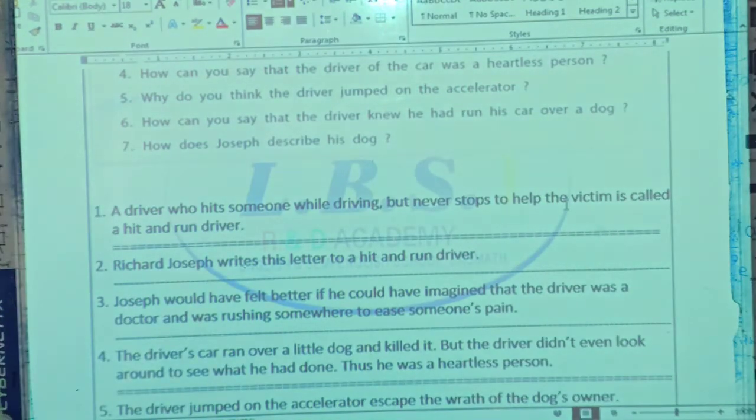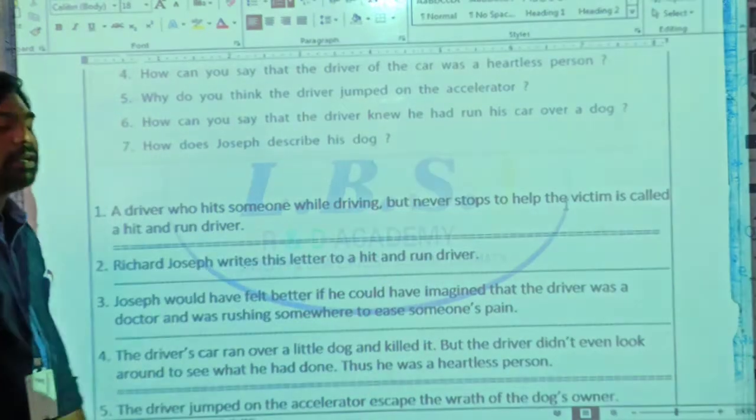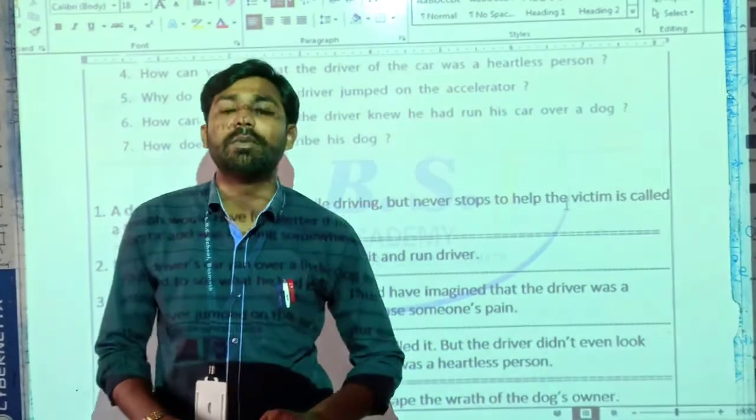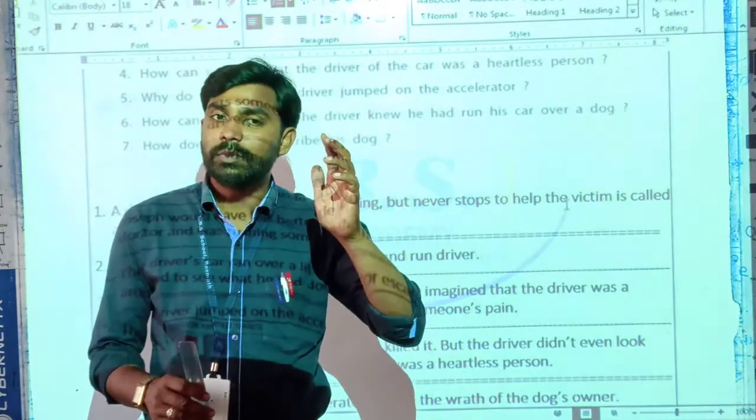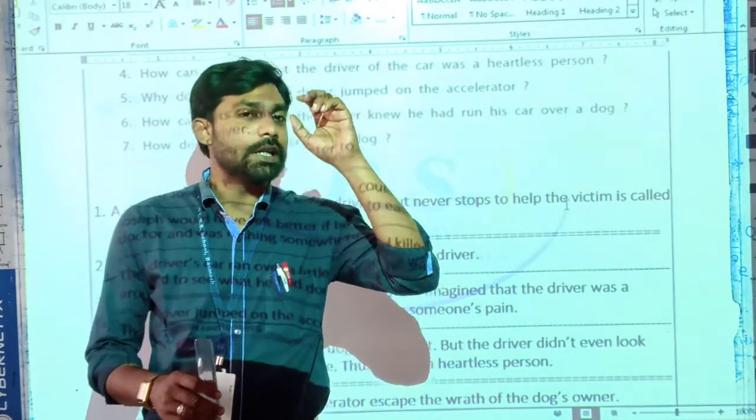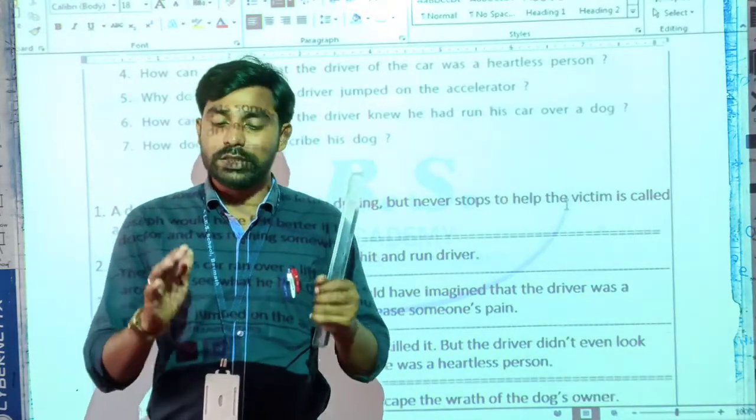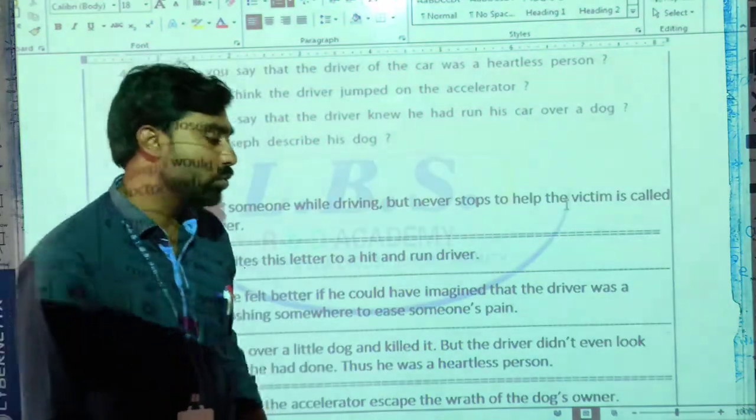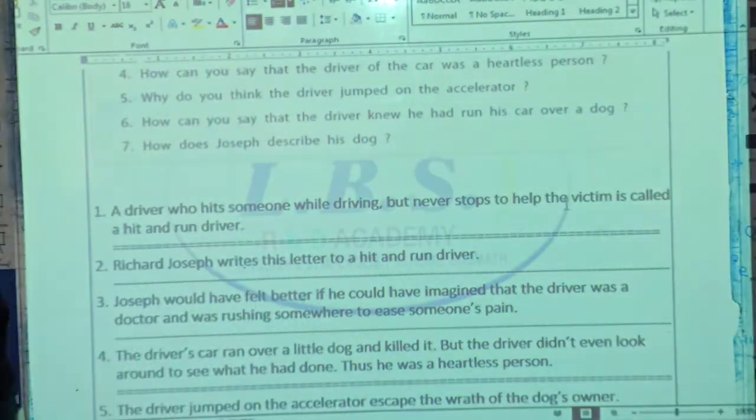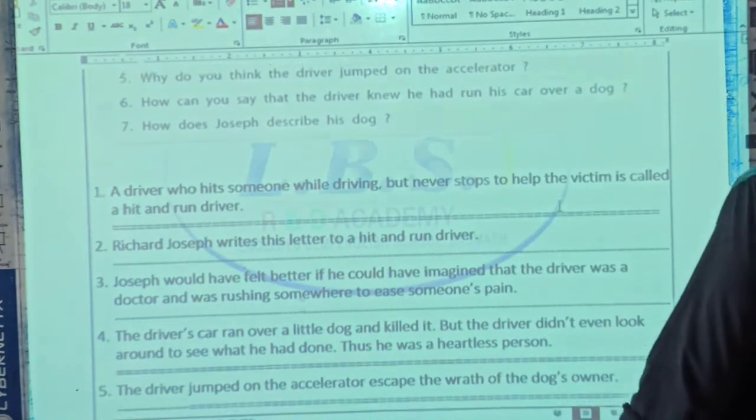Now, the fifth question. Why do you think the driver jumped on the accelerator? We know that when he first stopped, when he heard the thump, the yelp and the scream, he jumped on the accelerator and ran away. So why? What do we think? Its answer is there. I will take this page aside. Watch carefully.